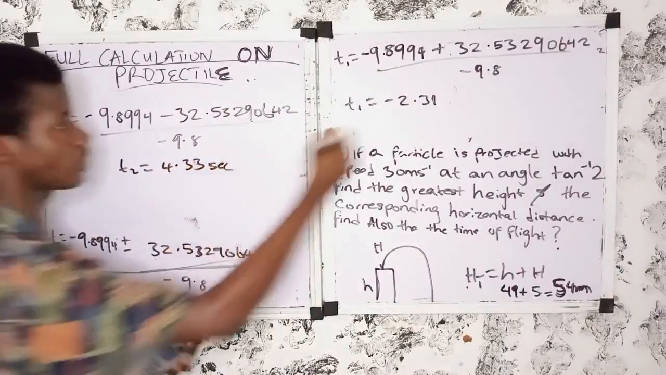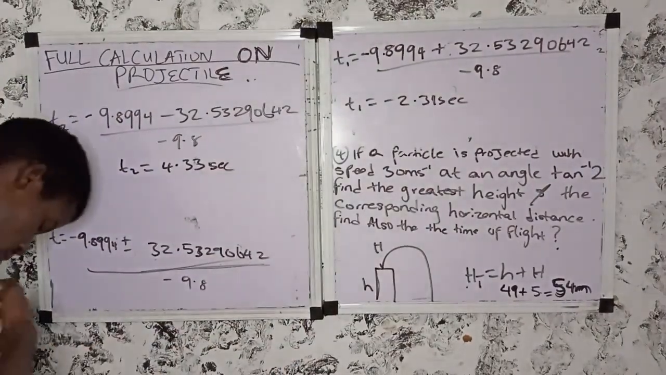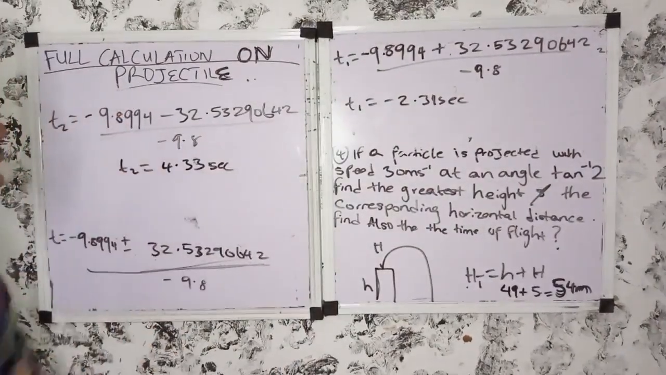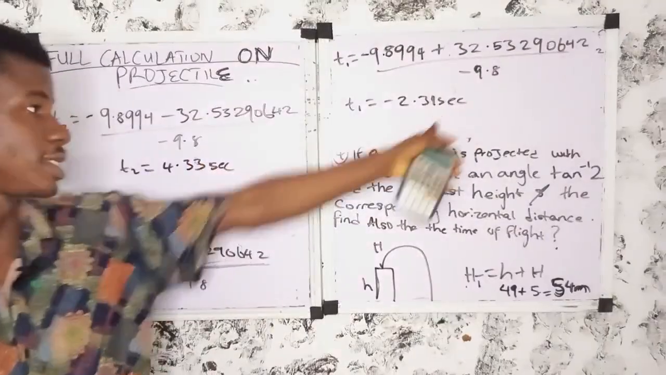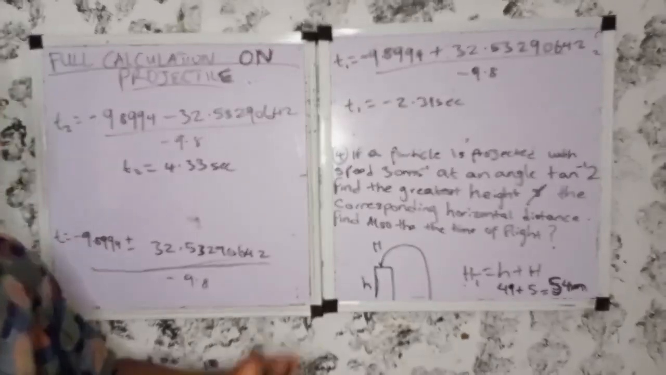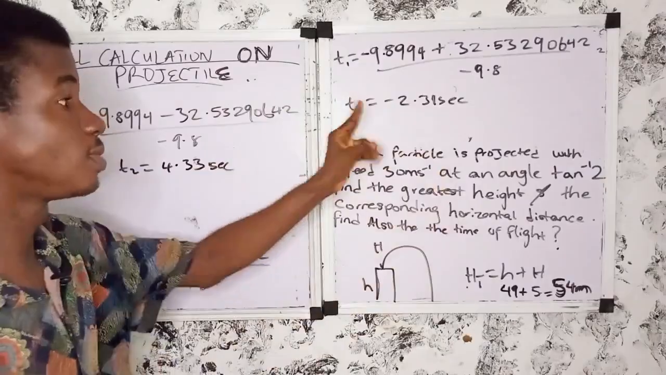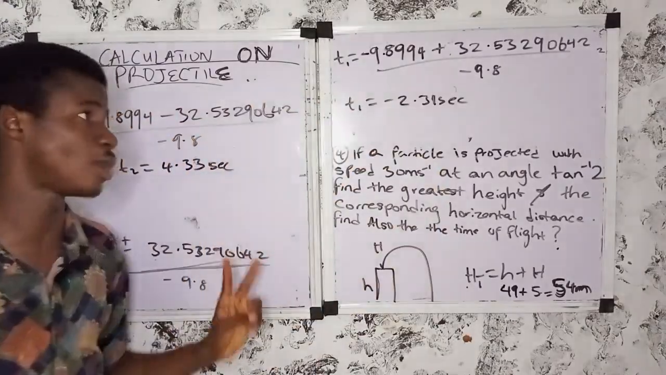4.33 seconds, right? So we got two times. T1 is minus 2.31 seconds. T2 is what? 4.33 seconds. Now remember, since we got two times, we are going to use one.